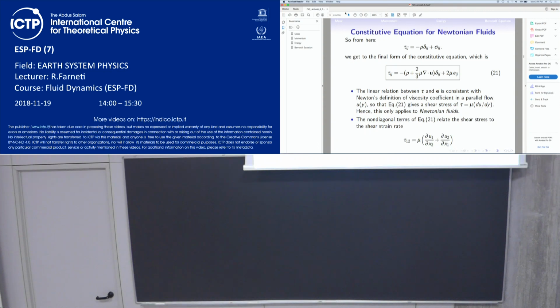So your constitutive equation for a Newtonian fluid, under all those assumptions, has that simple form, 21. So you have a part which is the static component, minus P Kronecker delta, and then two components which are related to the viscosity.